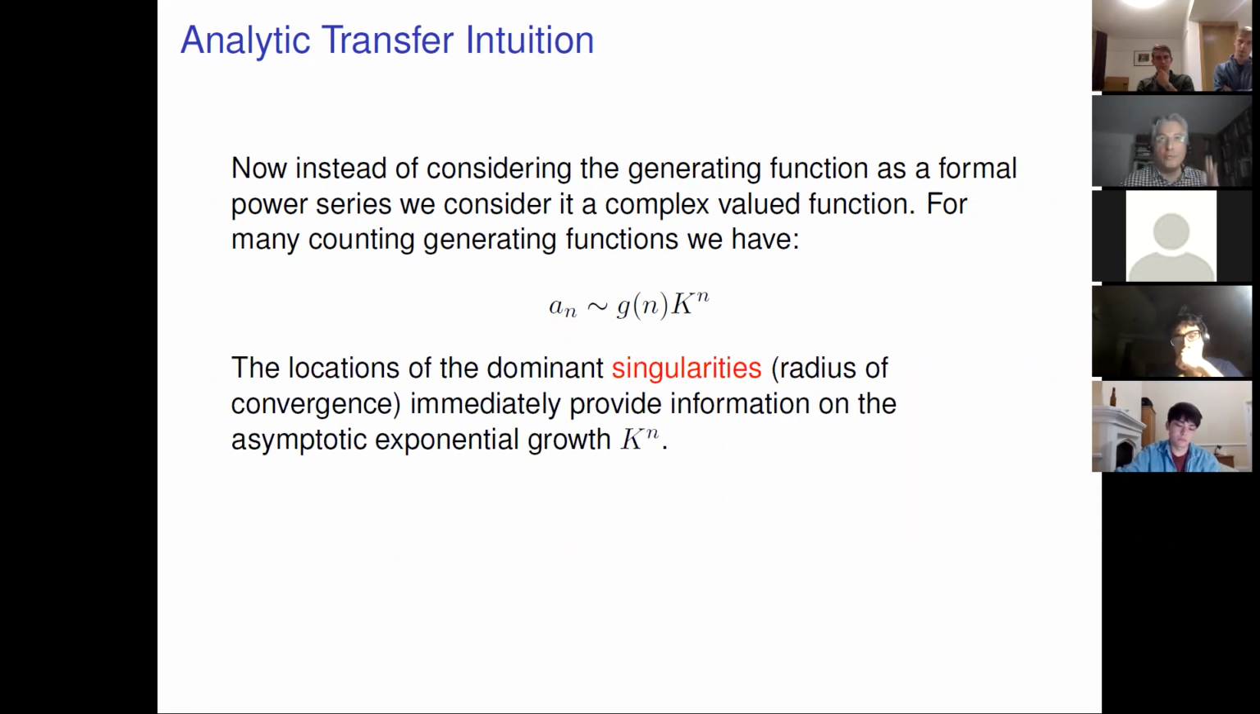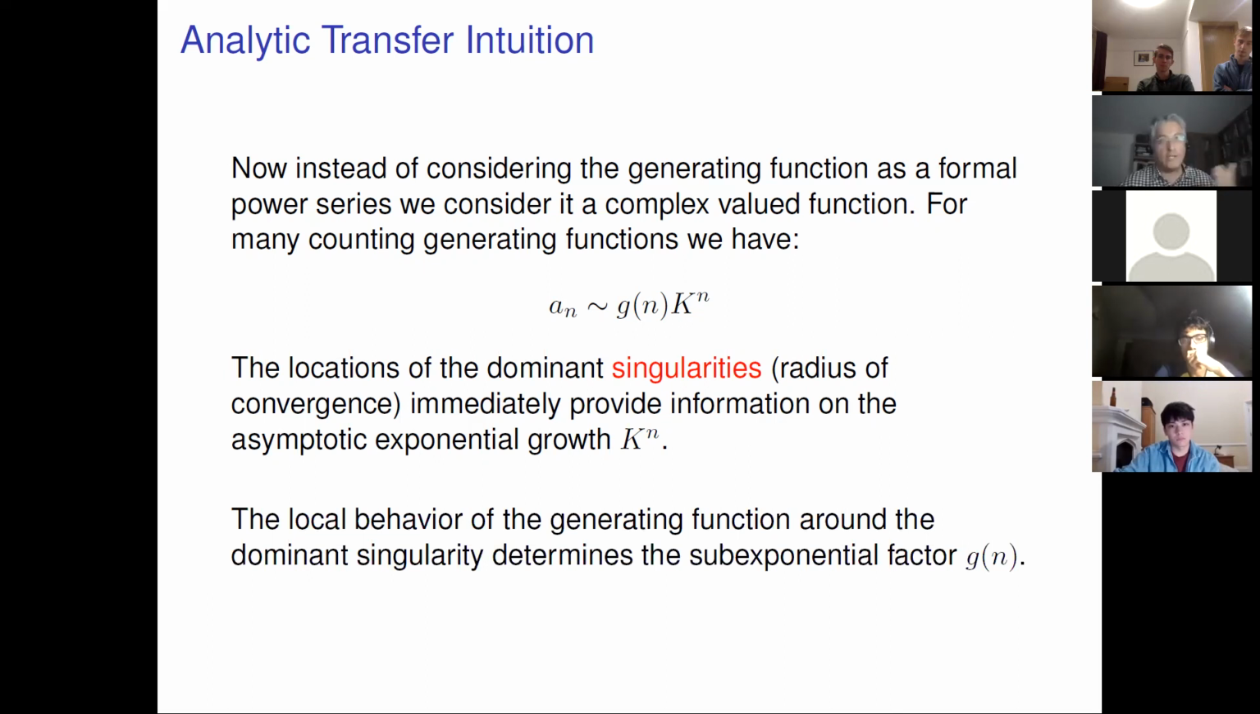Two important messages that you can take from this talk. First, the locations of the dominant singularities of the generating functions immediately provide you information on the asymptotic exponential growth, and that's not new from analytic combinatorics. That's something known before. But what Flajolet and Odlyzko achieved, I'll explain more later, is that the local behavior of the generating function around the dominant singularity is what gives you this sub-exponential factor.